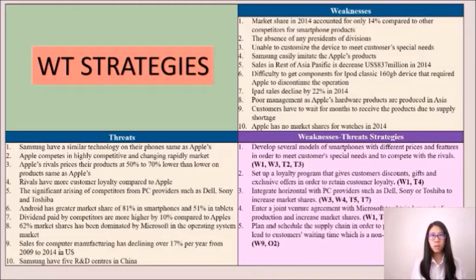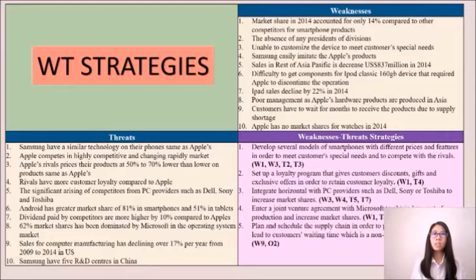Fourthly, is to enter a joint venture agreement with Microsoft to obtain low cost of production and increase market shares. This is referring to W1 and T8, to address low market shares of its smartphone and large market shares dominated by Microsoft.